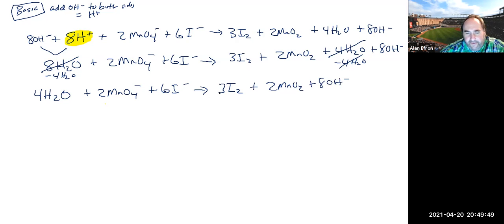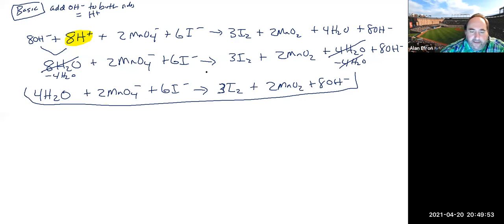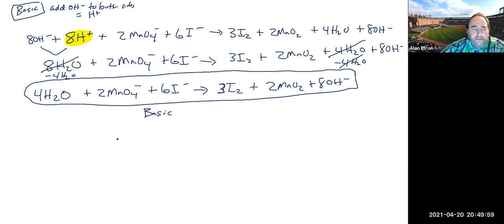That's a really bad looking 3. There we go. And again, if we did not mess anything up, this should be our balanced equation in basic conditions. So again, if we count up everything, I got 8 hydrogens on the left. I got 8 hydrogens on the right.